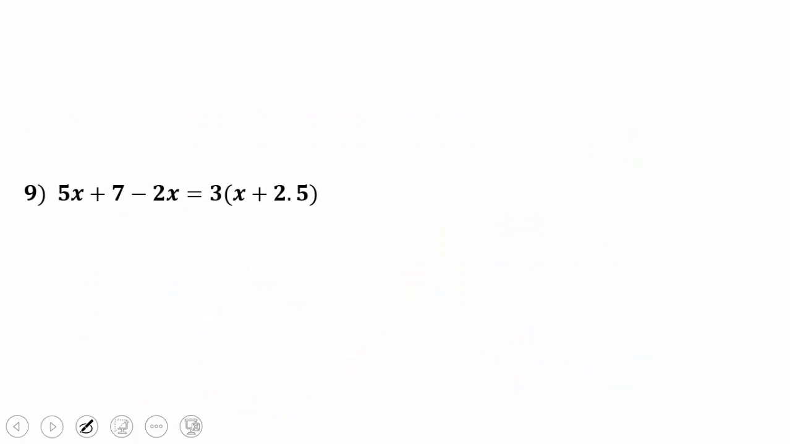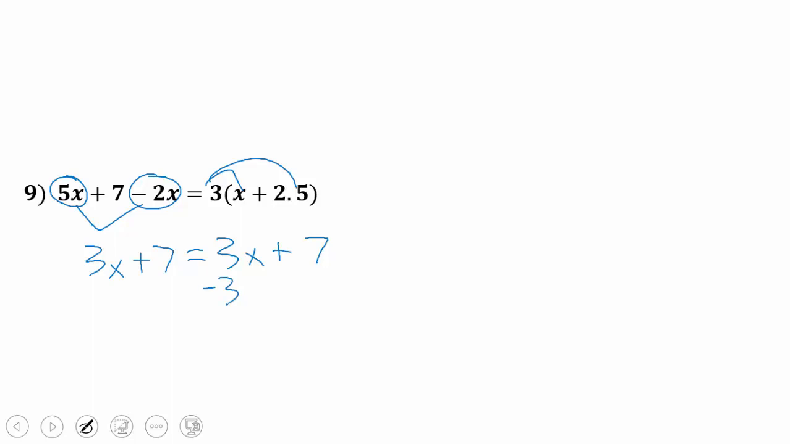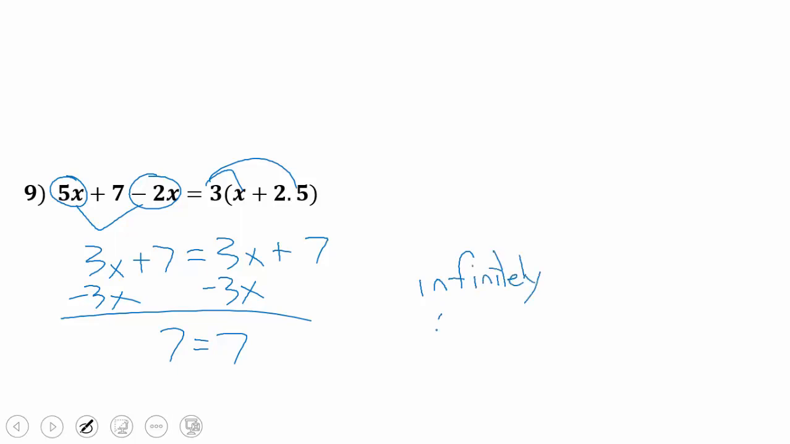Let's try one more. And in this particular case, we're going to combine like terms. We've got 5x and negative 2x is 3x plus the 7. Coming over here using the distributive property, 3x plus 3 times 2.5 happens to be 7.5. 3x plus 7 equals 3x plus 7. Hello, ding, ding, ding. The x's are going to go away when we take them out and finish that off. 7 is equal to 7, infinitely many solutions. It's a true statement. It is a true statement. The variable's gone away. We know that 3x plus 7 equals 3x plus 7. Bam.